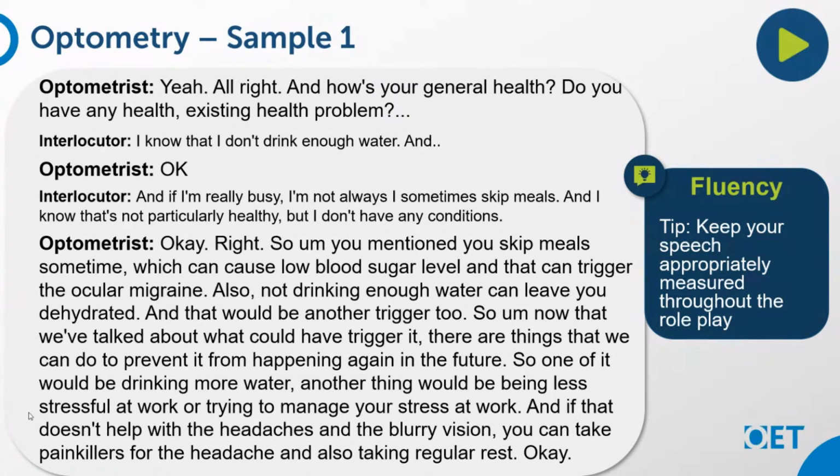So there is a tendency from some candidates to speed up at the end to try and cover the last few bits of the card, which isn't necessary. As I said before, you're not given additional marks for completing all of the tasks.